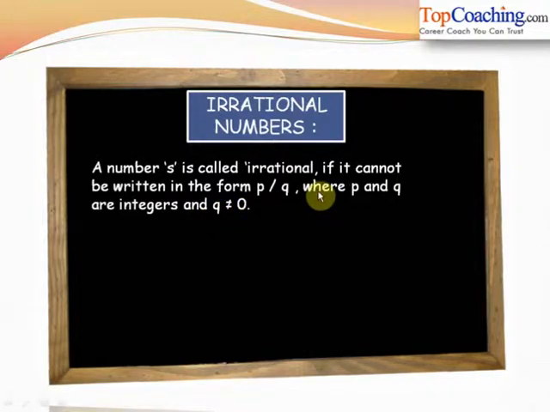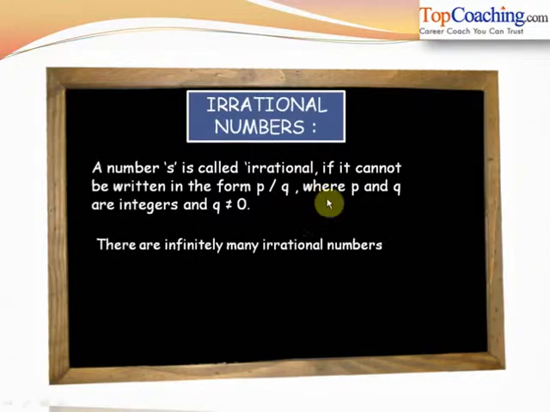So we have seen the definition of rational numbers. Rational numbers are the numbers that can be expressed in the form of p by q, where p and q are integers and q is not equal to 0. So any number which cannot be expressed in this form is an irrational number. Now there are infinitely many irrational numbers. Just as we have infinitely many rational numbers, similarly we have infinitely many irrational numbers.